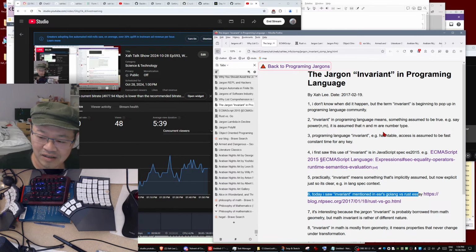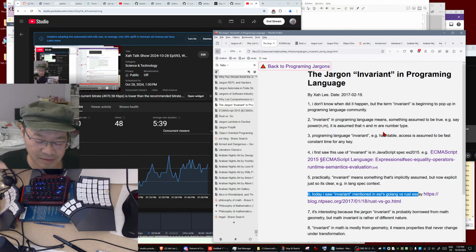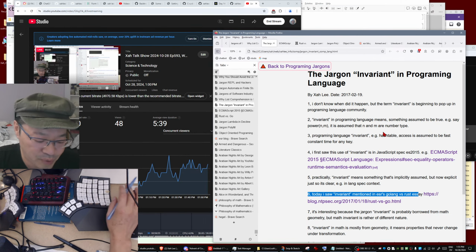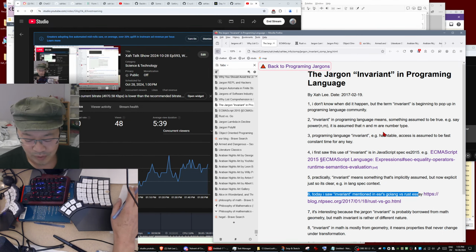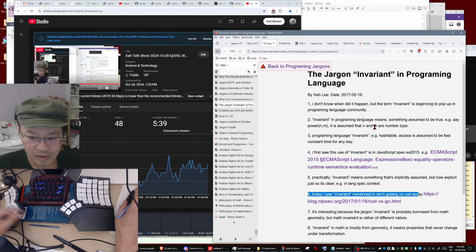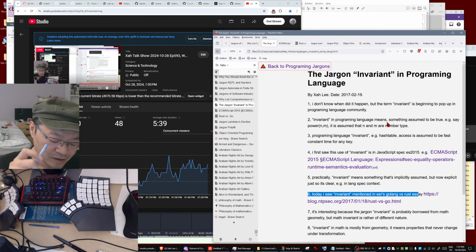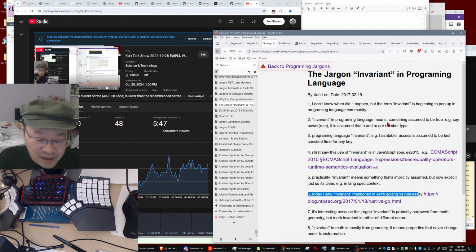Coq, HOL, the proof assistants, Coq, HOL, or Lean, Microsoft Lean, proof systems, and Idris, these are programming languages to prove theorems. So anyway, they are all based on this constructivism.